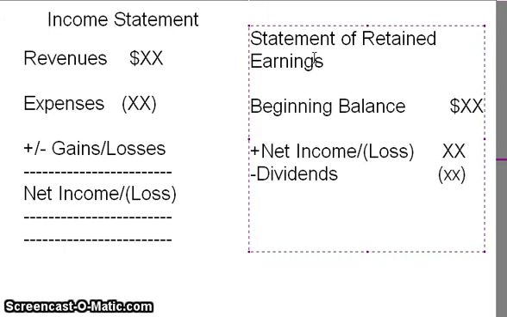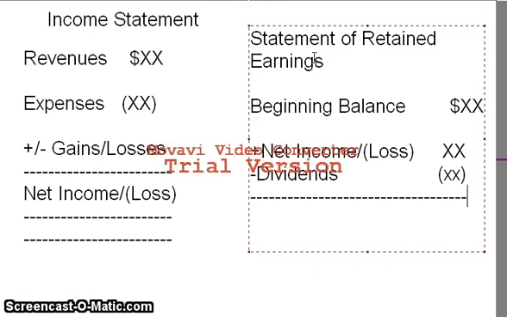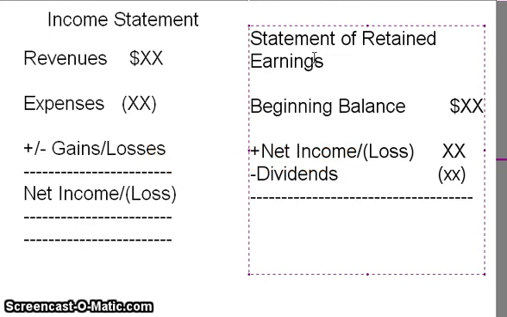So at the end of the day, let's do a line here. At the end of the day, the amount of money that you started with, let's just say 0 for the beginning balance, plus any net income that you made, minus any dividends you took out, is the ending balance of your business, of the equity in your business.